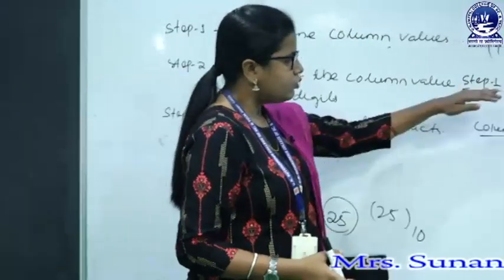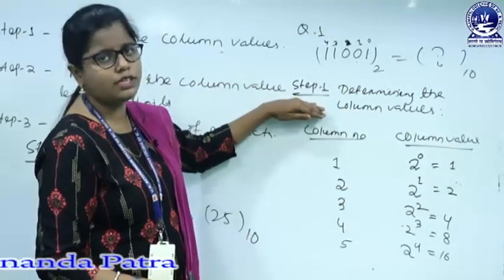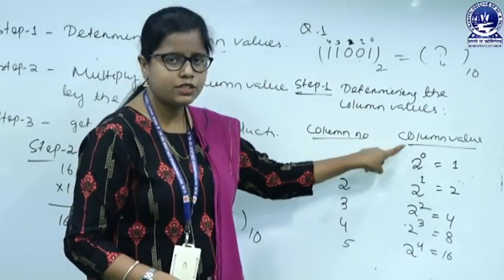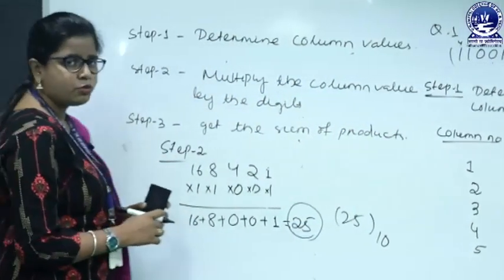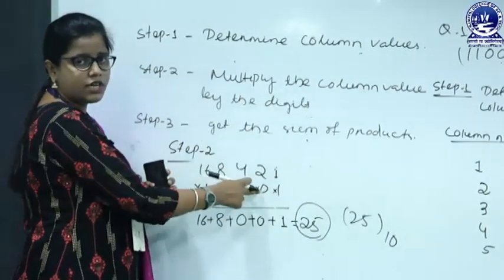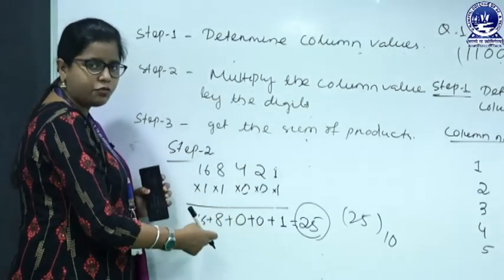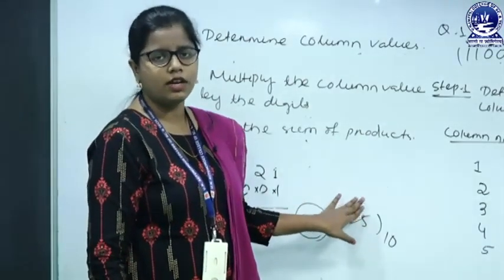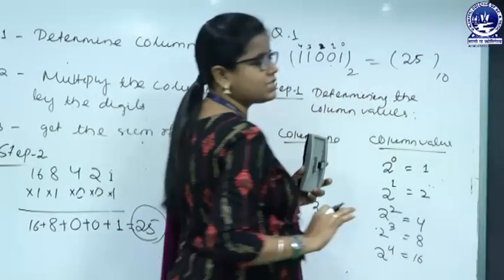Again, I am repeating. In the first step, we determine the column values, calculating them as base to the power weightage. Then in the second step, we multiply each column value with each digit. Then we get the products. Then we add those products, and whatever value we get is the equivalent decimal number. So here we can write it as 25 base 10.